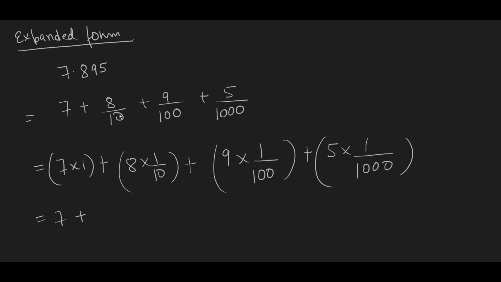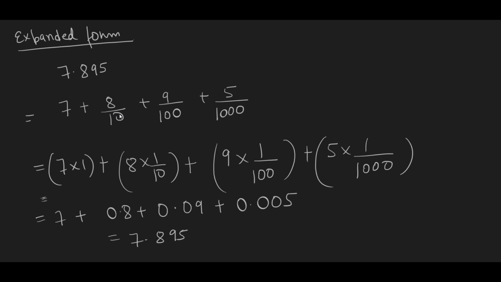So this will be 7 plus 0.8 plus 0.09 plus 0.005, and on adding you will get the same number, 7.895. So this is your expanded form of the number, and there is one more step in between here. There is one more step.